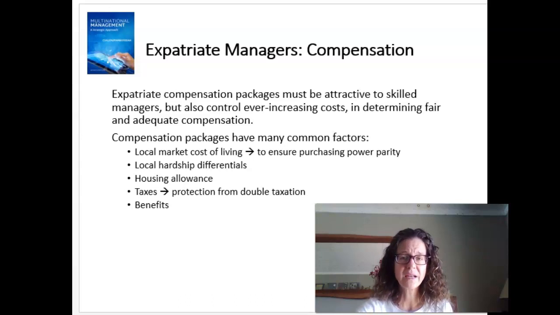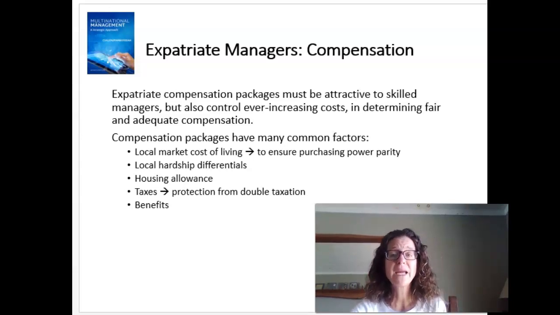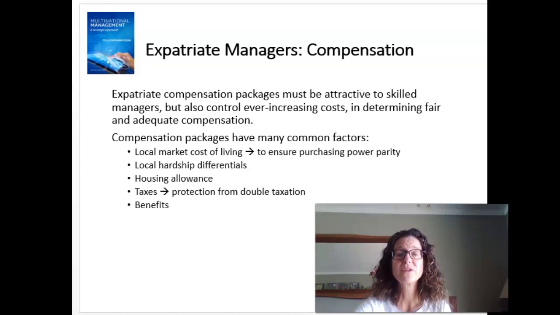And so when we send individuals to hardship locations, we very often add what is called a hardship premium to the compensation package to make up for those challenges. The State Department offers a listing that compares hardship across locations to be able to calculate those.